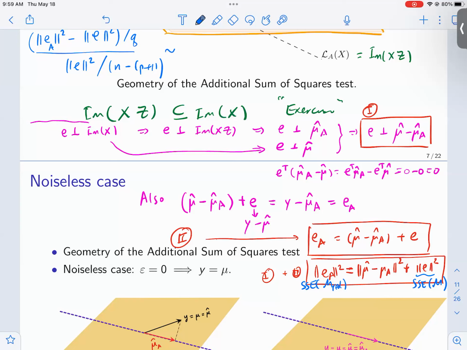Sounds good? So that part is you have minus you had A. Yeah, great. Hat, everything hat. So these are all quantities that you can evaluate. So this identity you can verify in practice. You fit the full model and the reduced model, you calculate the residuals, you calculate the fitted values, and this identity has to hold. Otherwise, something is wrong. Sounds good?